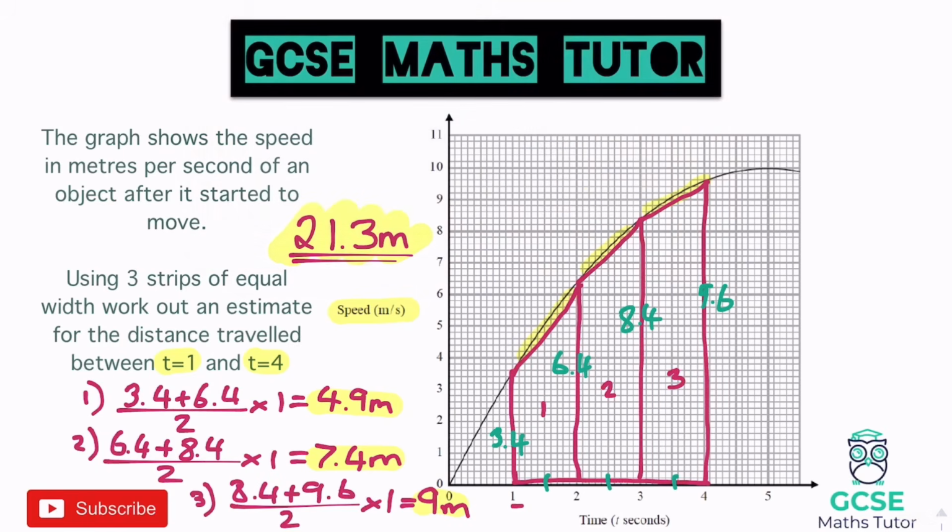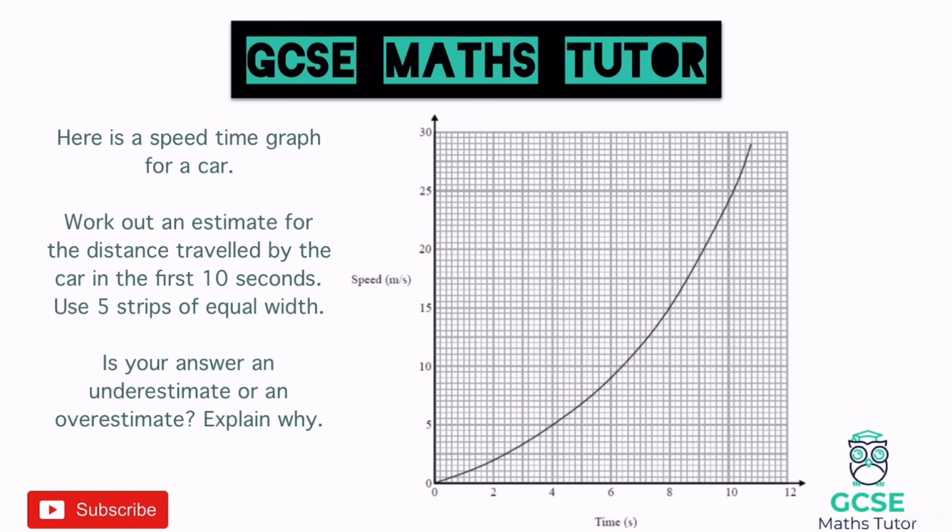Let's have a look at a slightly different one. Okay, so in this graph again, it's a speed time graph. We're going to treat it in the same way as if it said velocity time, but it's sloping in a different direction this time. So we're going to get a slightly different answer in the final part here, but we'll have a look at how that happens. It says, here is a speed time graph for a car. Work out an estimate for the distance travelled by the car in the first 10 seconds, and this time use 5 strips of equal width. And it says, is your answer an underestimate or an overestimate, and explain why.